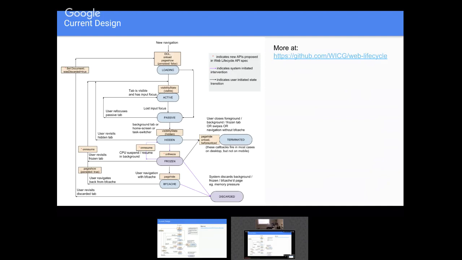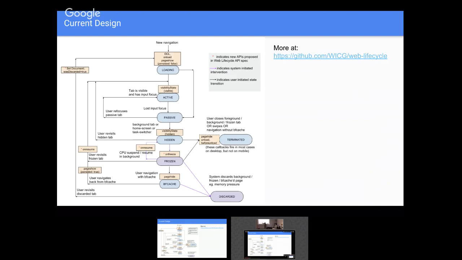But what I want to highlight here basically is that this is the original life cycle of the web. We never really annotated it this way, but this is what actually was happening before. But what we're adding is these two new states, which is a frozen state and a discarded state. So these are new states that we're trying to add to the web page life cycle.